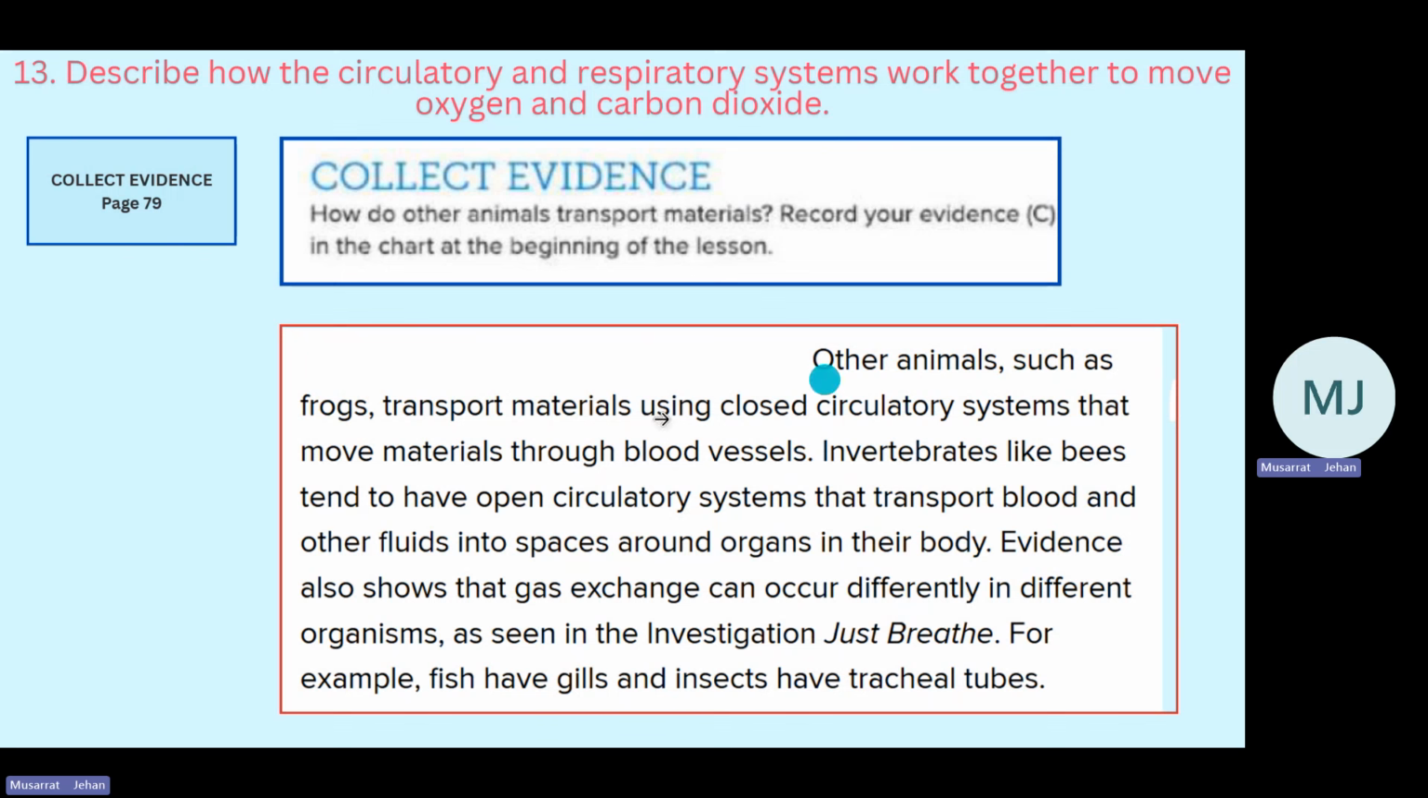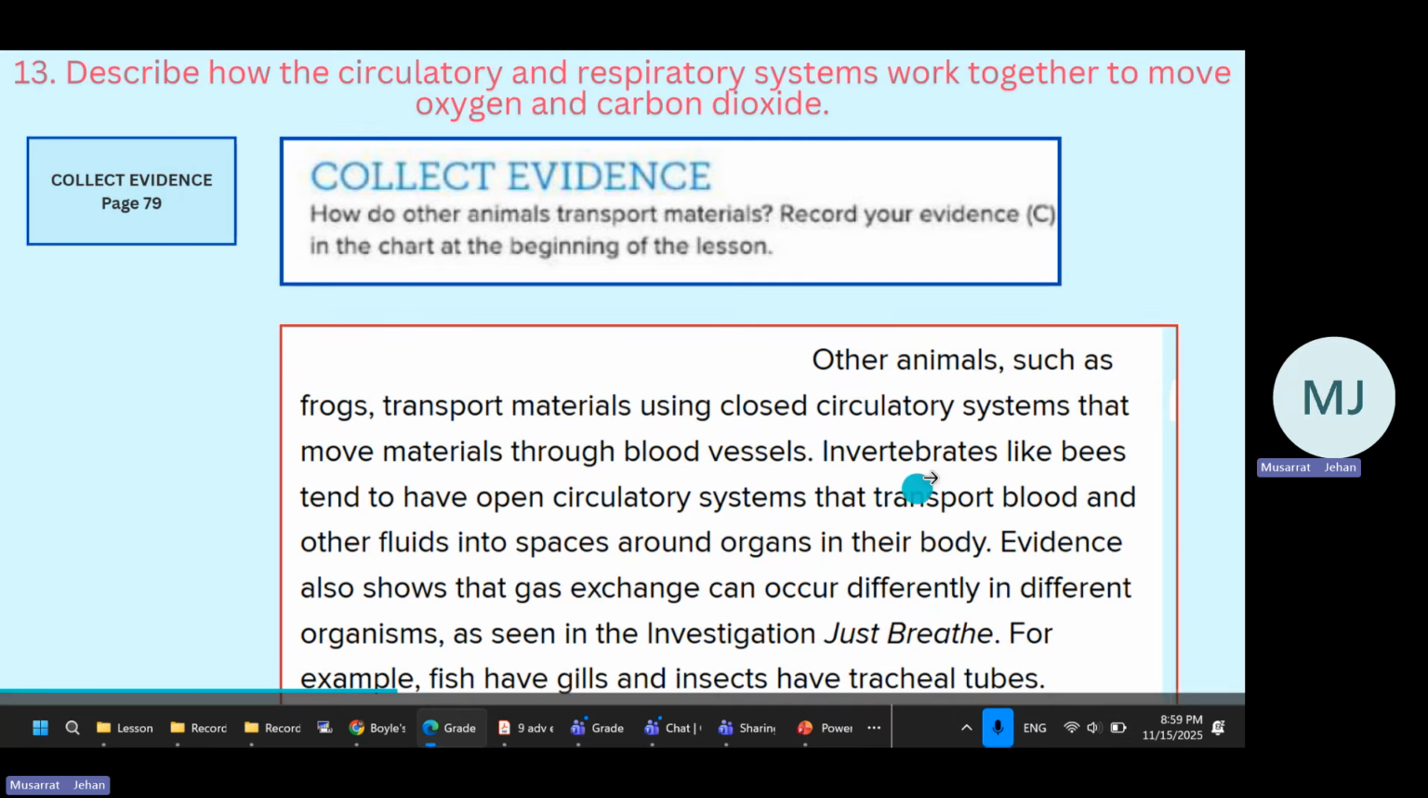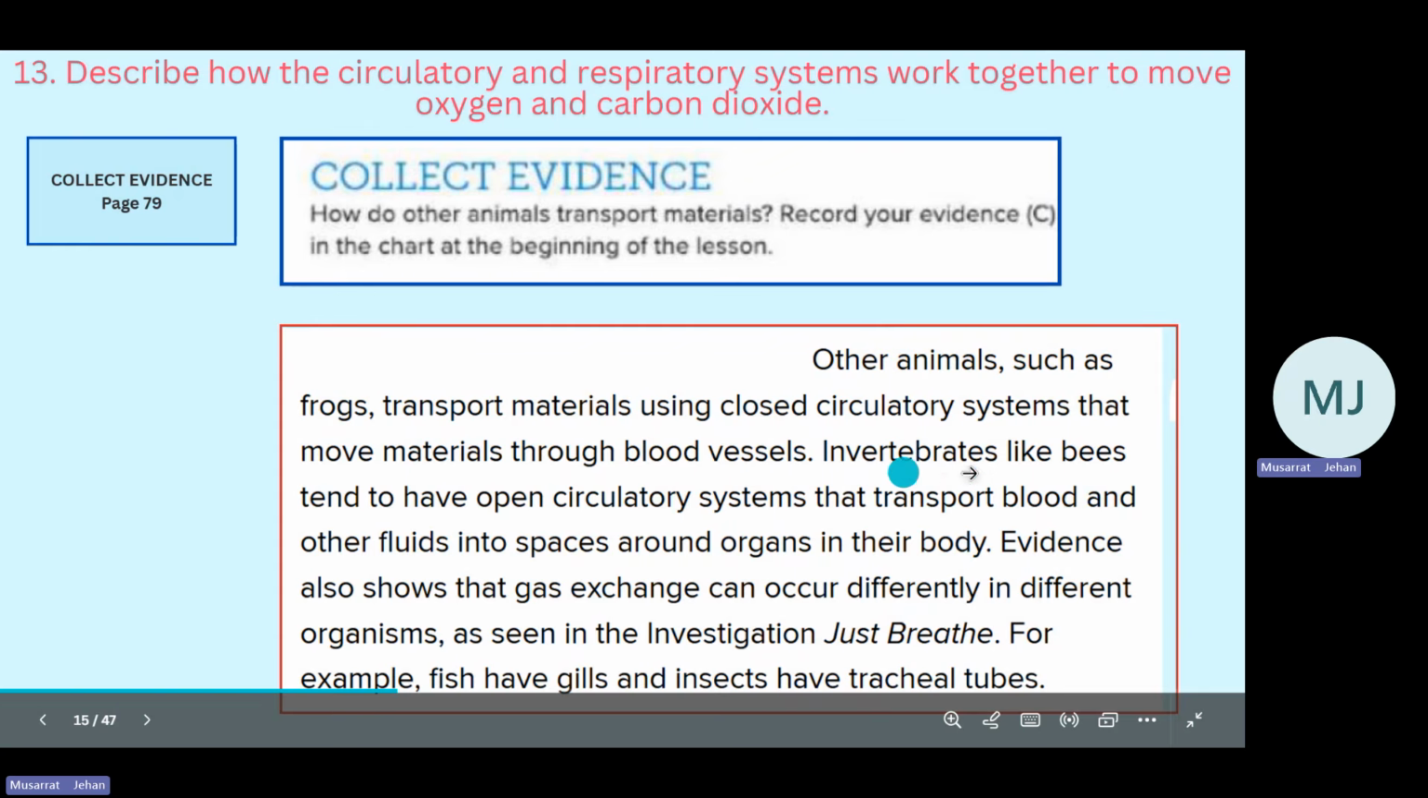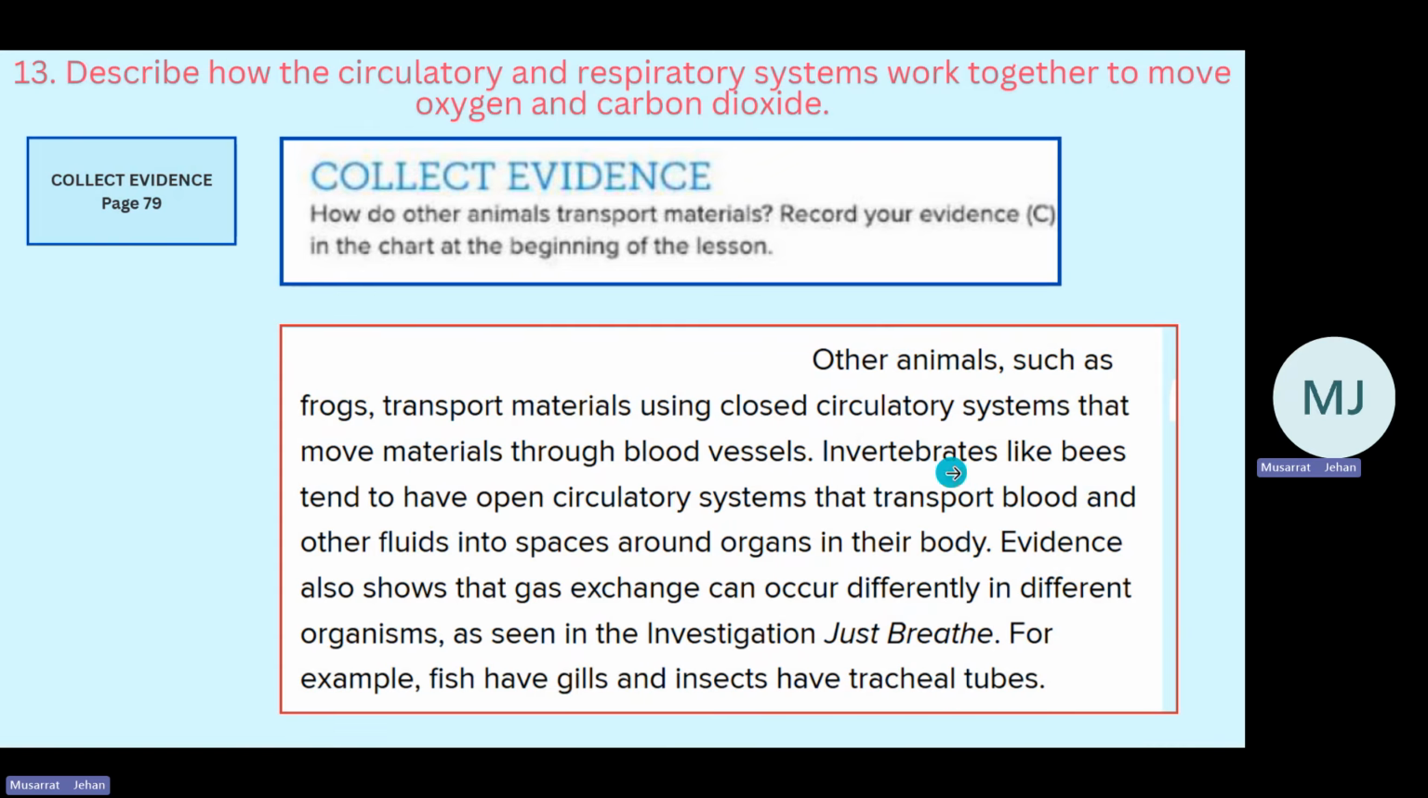Other animals such as frogs transport materials using a closed circulatory system. Even humans have a closed circulatory system. And in a closed circulatory system, the materials move through blood vessels. They have blood vessels and they're moving through. Invertebrates, which do not have a vertebral column, like bees, insects, etc., tend to have an open circulatory system.